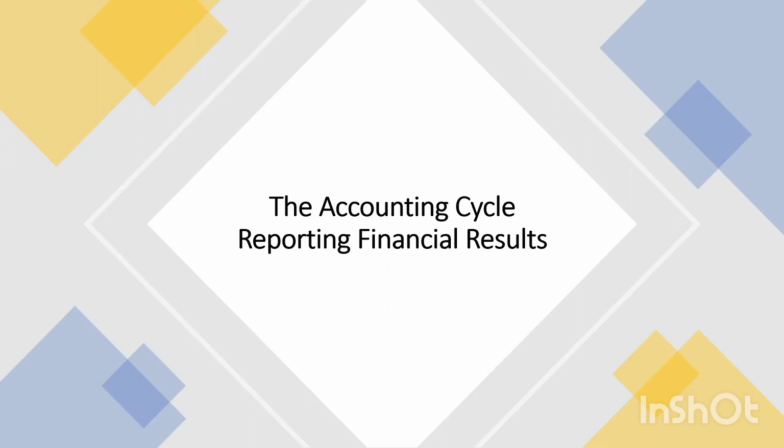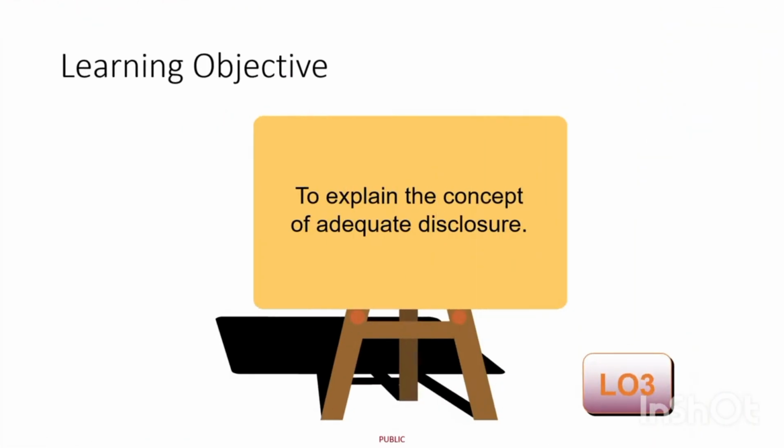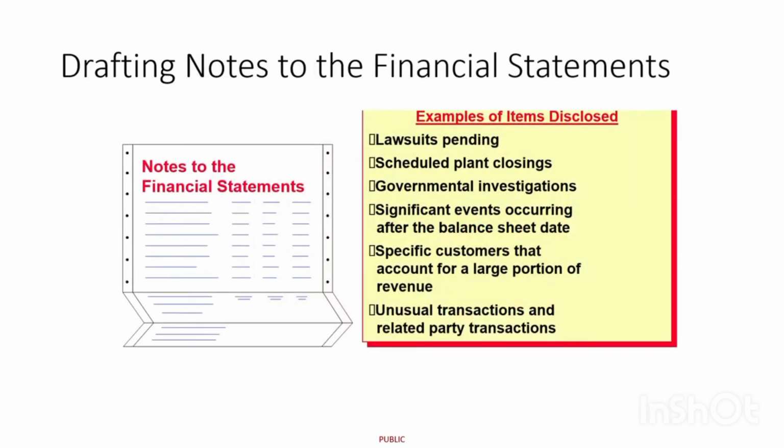Part of the accounting cycle: reporting financial results. If you go back to my channel, you will find a playlist named Accounting and Finance, and you will find the first part. The learning objective of this part is to explain the concept of adequate disclosure. I have summarized all the important points in this video for you to easily understand.